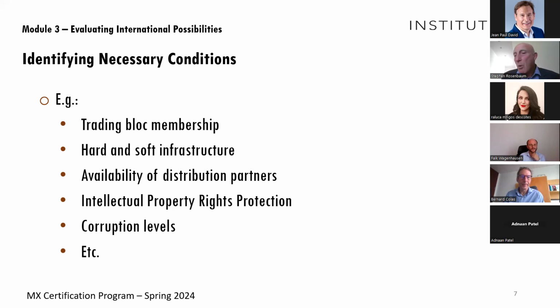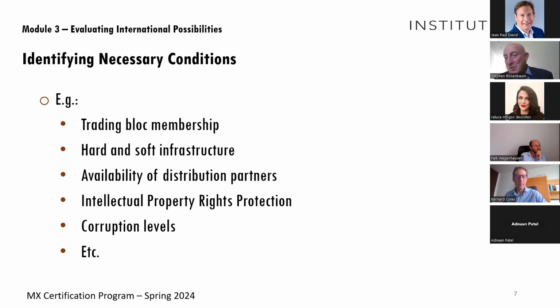So in other words, what is it that's a necessary but not sufficient condition, but a necessary condition? Something that would enable our particular company to be successful in that market, such that if that was absent in some way, then we might as well just stay out of that market immediately. So these necessary conditions are also what we call boundary conditions or delimiting conditions. So it could be trading bloc membership.